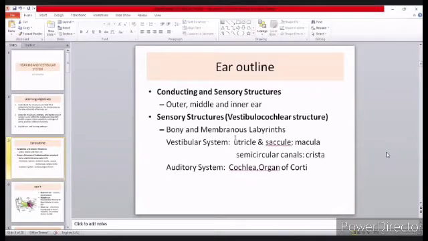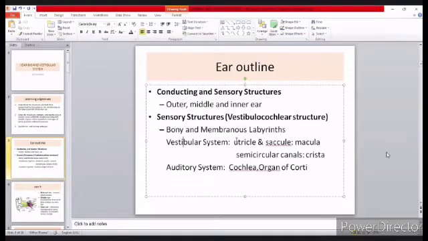If you remember what we talked about, the bony labyrinth, this is just the structures that are wrapped around in the petrous temporal bone. So we're talking about the semicircular canals, the cochlea itself, wrapped around the modiolus, which is the bony and the membranous labyrinth, the vestibular system, which is the utricle and the saccule.